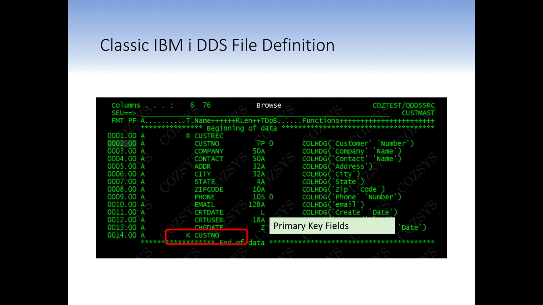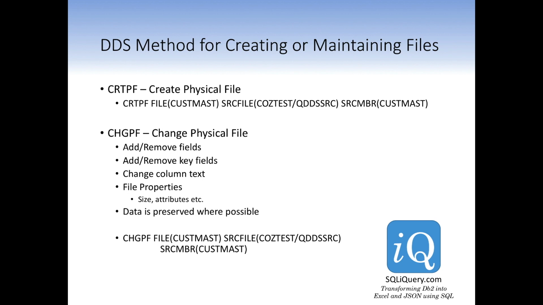So here we have one key field. It's a primary key, customer number. We've all seen this kind of file before. To create files using the DDS method, you use the create physical file command, as you've known for the last 40 years. The change physical file command can also be used when we make changes to the database.